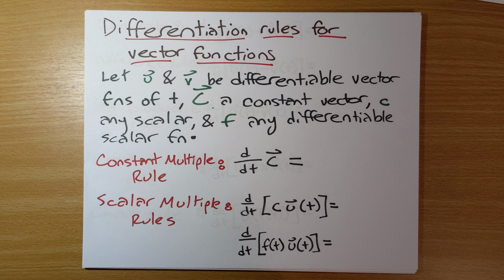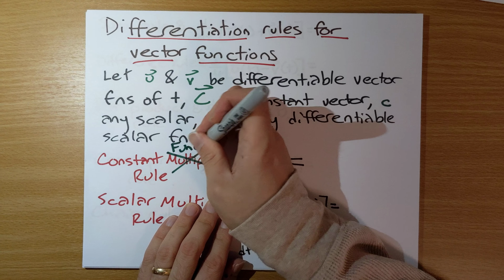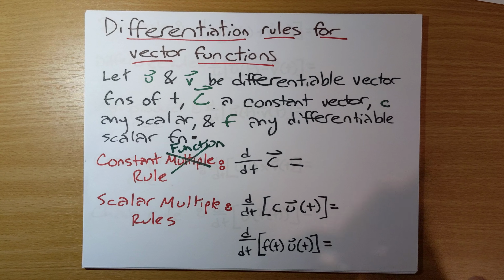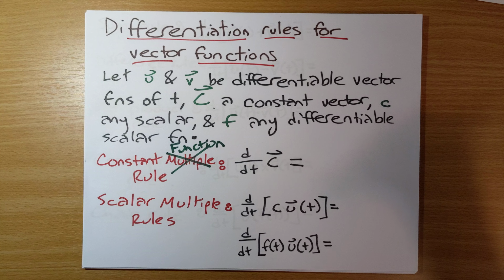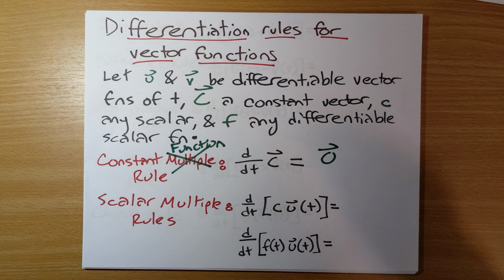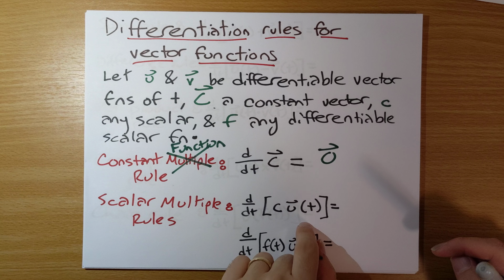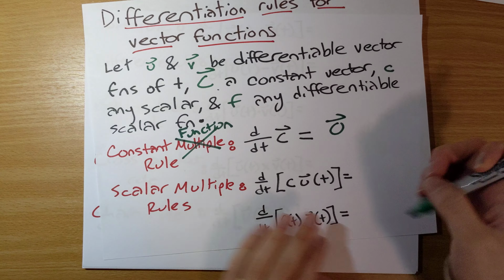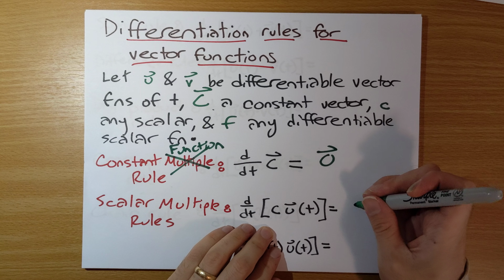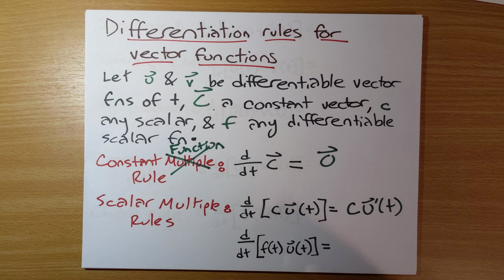First off, constant multiple rule. Sorry, that shouldn't be constant multiple rule, constant function rule. My apologies. The constant function rule: take the derivative of a constant vector, and you should get the 0 vector. Not 0 the scalar, but the 0 vector. Okay, scalar multiple rule. If you multiply your vector function by a scalar, like 5, then the answer is just going to be that scalar times the derivative of your vector function, u prime of t.